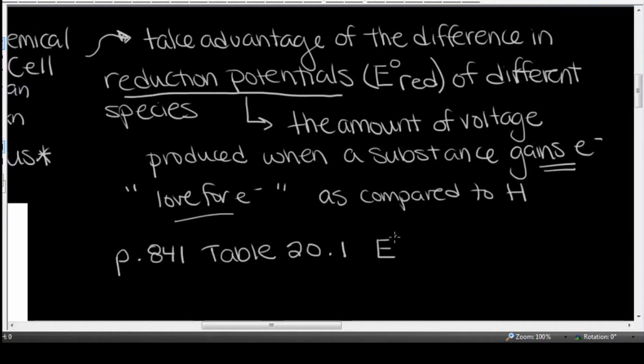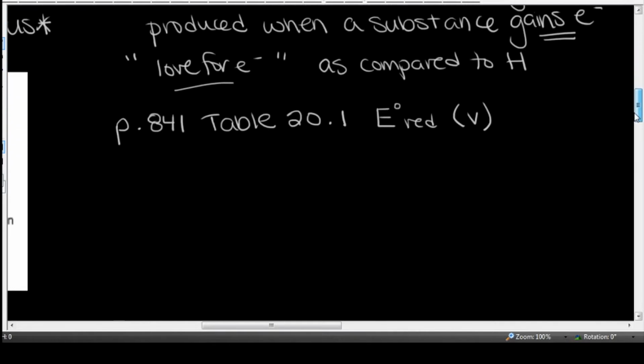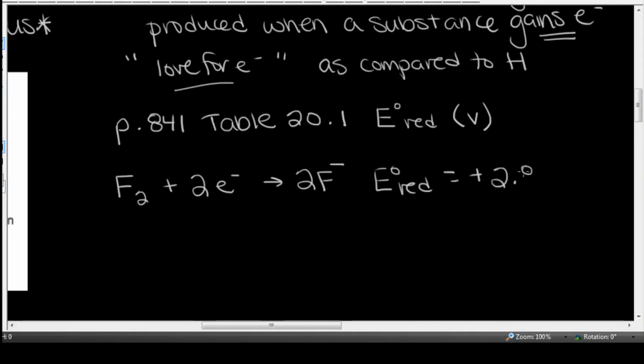And the E naught reduction, given in volts, for a bunch of different species. So up at the top of that list, you can see that fluorine, F2, when it gains 2 electrons, becomes 2F minus, that produces a big positive voltage. If you're not looking at your table, shame on you, but fine, I'll write it out for you. F2, when it gains 2 electrons, becomes 2F minus. It has an E naught reduction equal to positive 2.87.